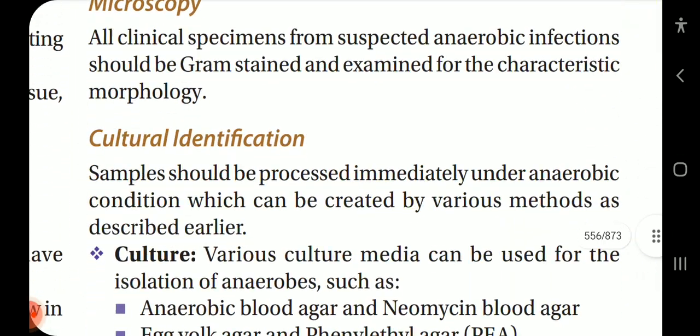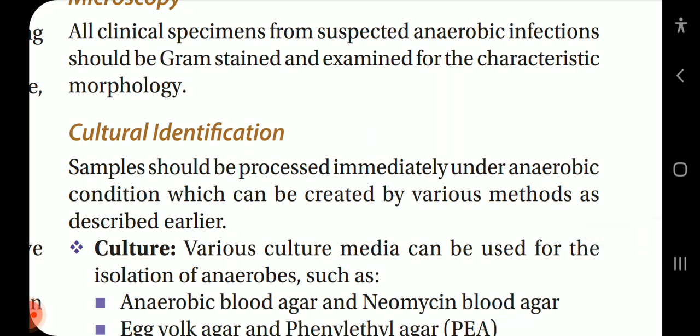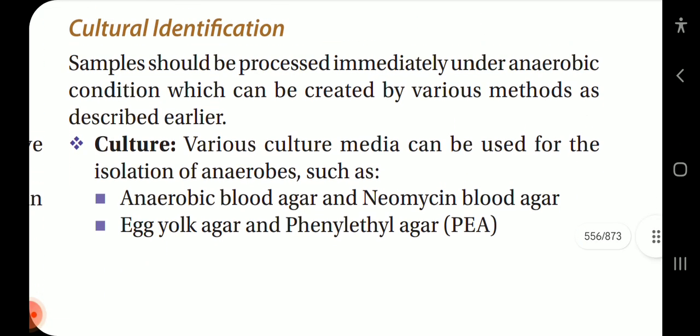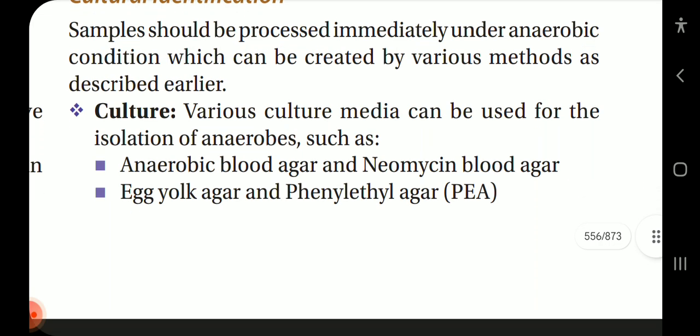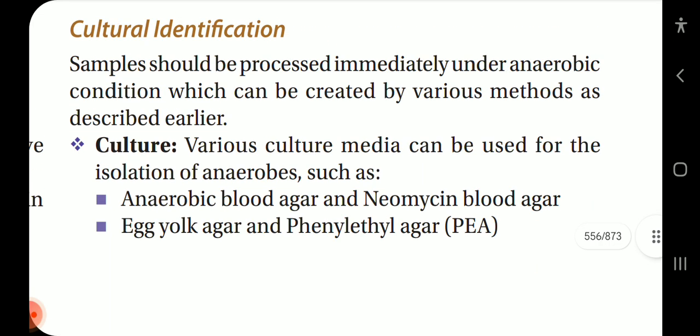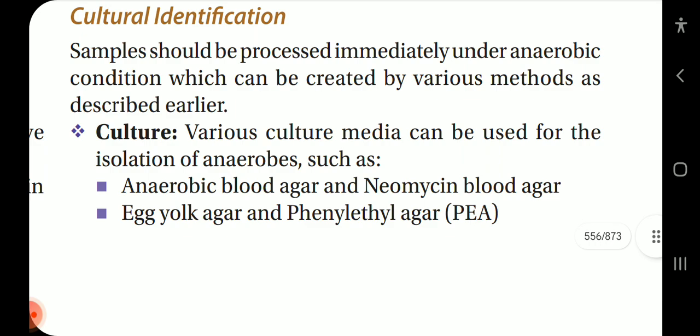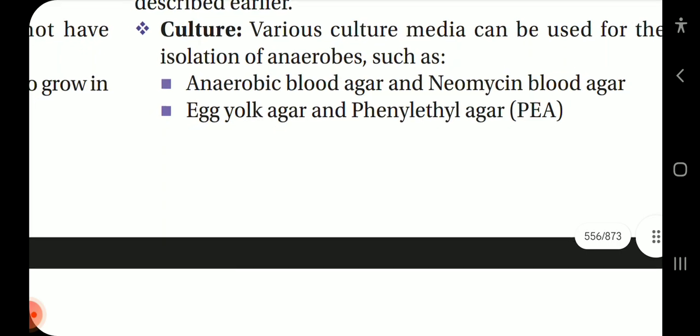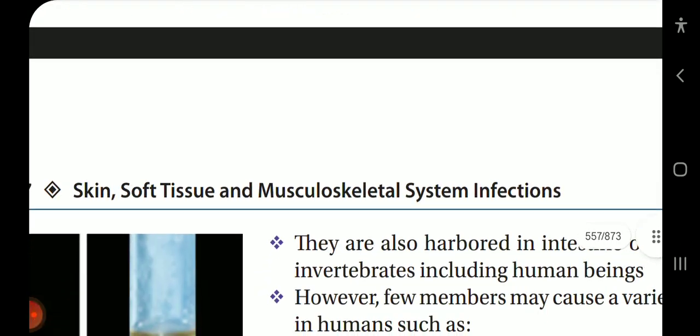Microscopy. All clinical specimens from suspected anaerobic infections should be Gram stained and examined for characteristic morphology. Culture identification. Samples should be processed immediately under anaerobic conditions, which can be created by various methods as described earlier. Culture. Various culture media can be used for the isolation of anaerobes such as anaerobic blood agar and neomycin blood agar, egg yolk agar, phenyl ethyl alcohol agar, PEA.